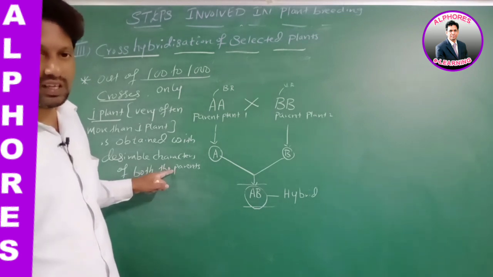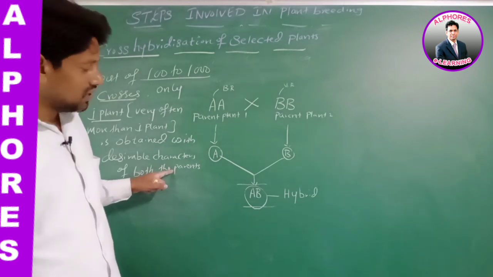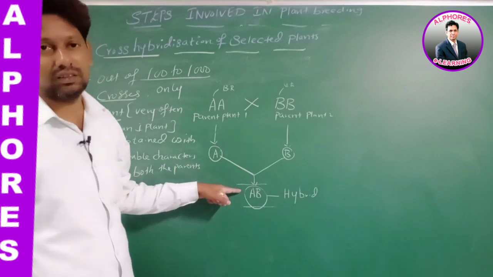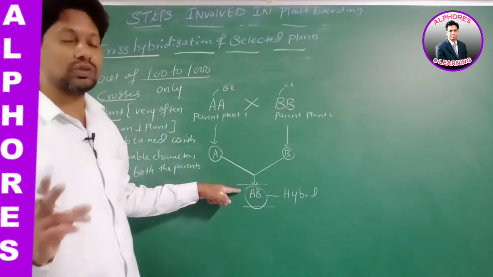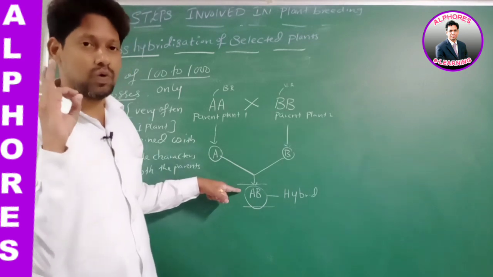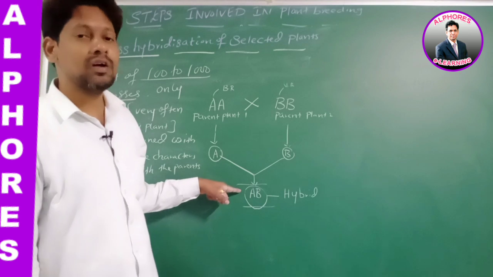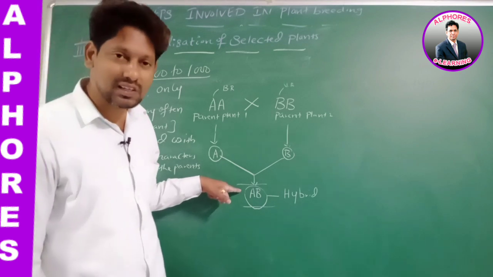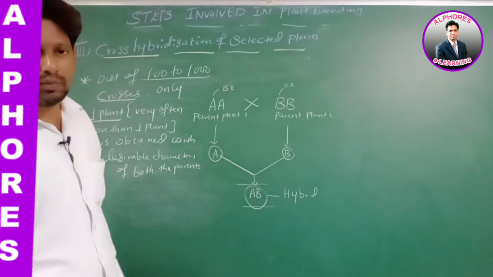Is this statement clear? It means the obtained one is a recombinant. Therefore, out of 100 to 1000 crosses, how many recombinants are we getting? We are getting one recombinant, very often more than one, having desirable characters of both the parents. Is this statement okay?